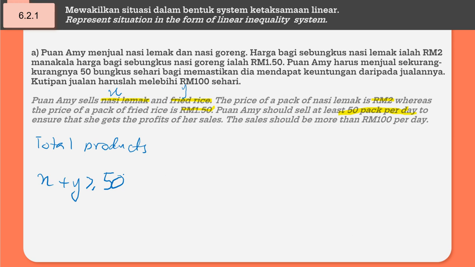Alright, so next, the sales should be more than RM100 per day. This one involves money, so you can say sales. Sales will involve money. You already know the price of nasi lemak is 2, so you have 2x here, and then fried rice is RM1.50, that means 1.5y. So more than RM100. We don't accept 100 but more than 100 ringgit. Okay, so this is the system of linear inequality for the first one.